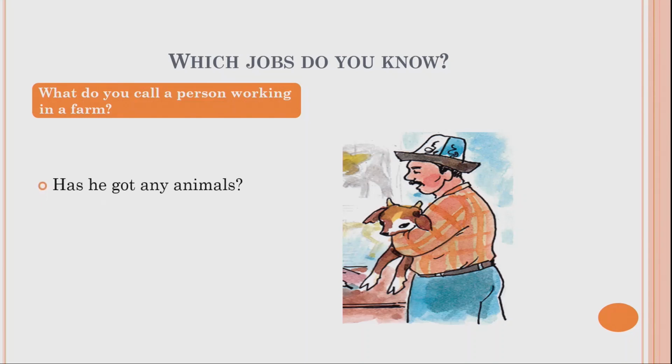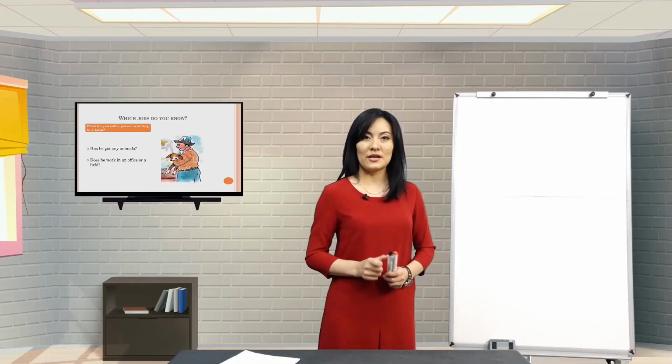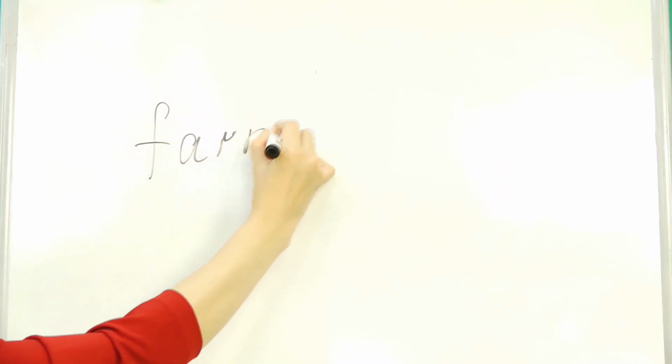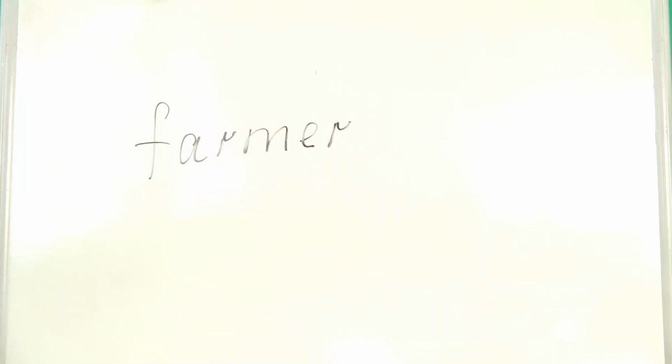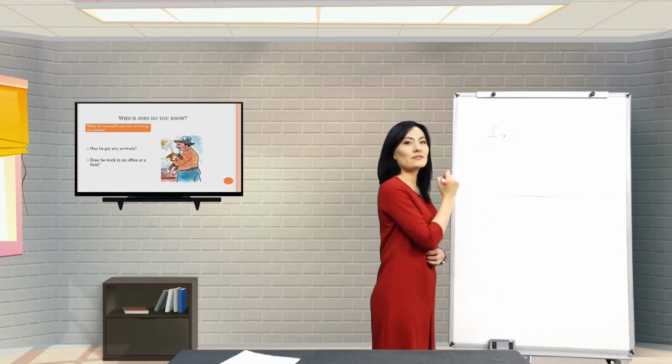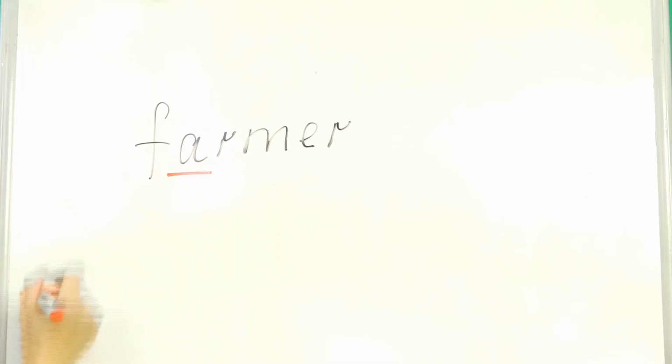Has he got any animals? Yes. Does he work in an office or a field? In a field. Okay. How do you write this word? Let's write this word together. A farmer. How do you spell it? F-A-R-M-E-R. A farmer. Where is the stress? A farmer. Right. Good job.